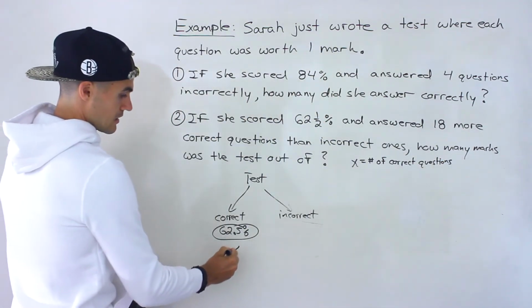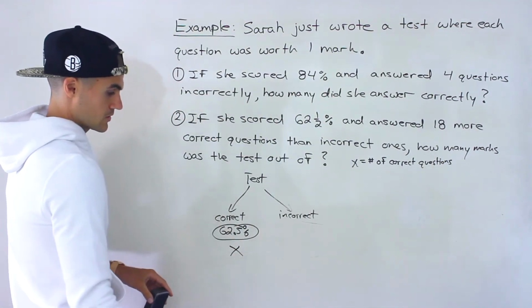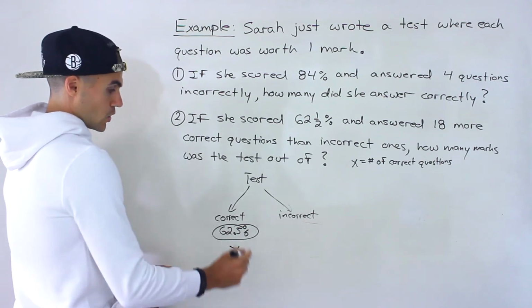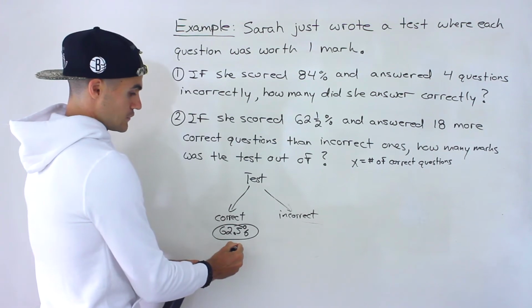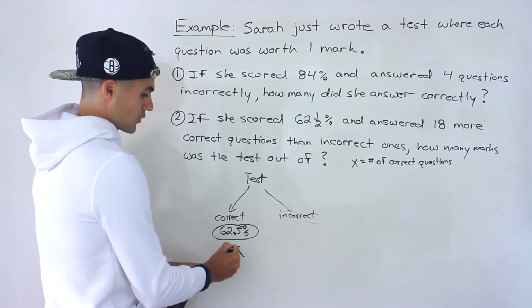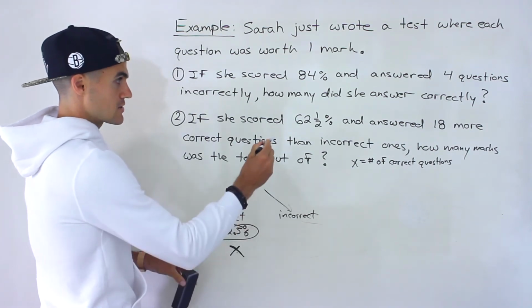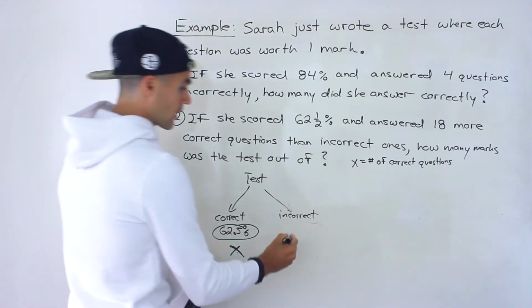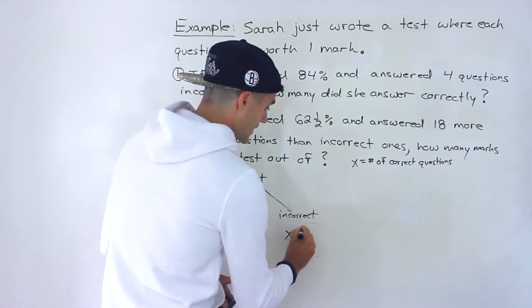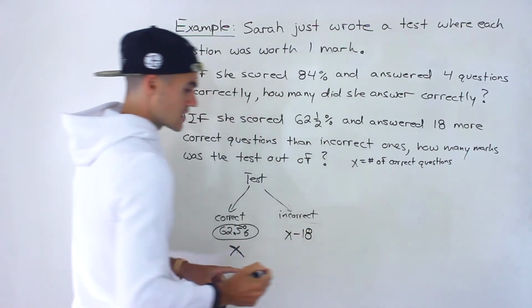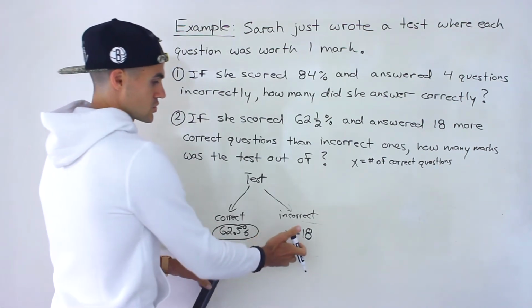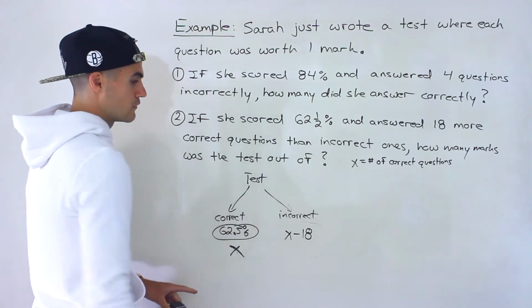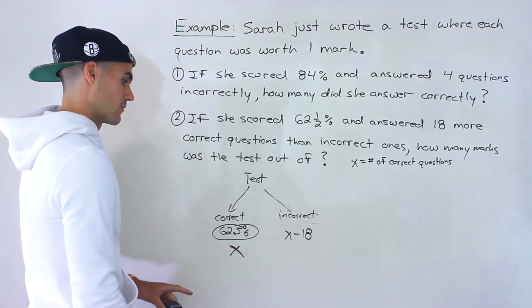Okay, so this here is going to be x, which means that if she got this many marks for the correct questions, x, she answered 18 more correct questions than incorrect ones. That means that there are x minus 18 questions that she got incorrect. Right? That's the relationship that we can make with this one variable over here.